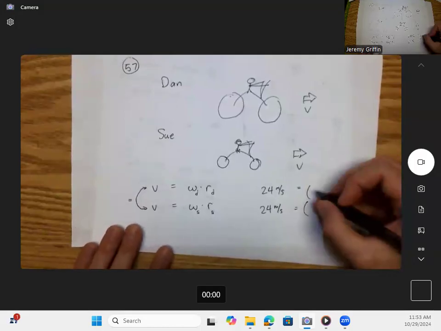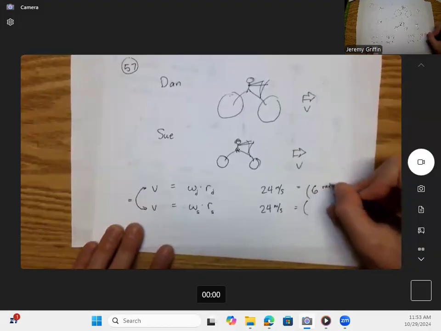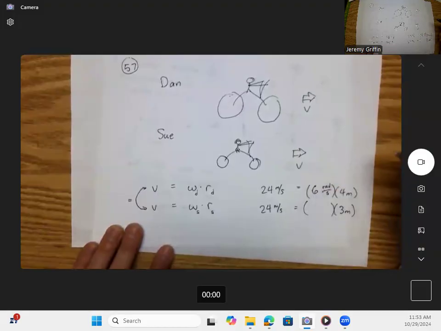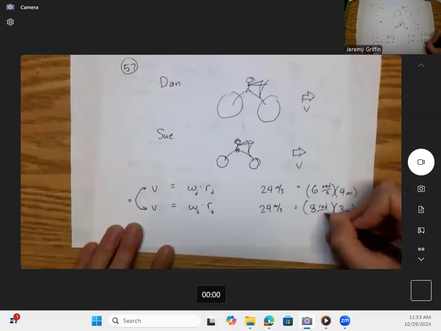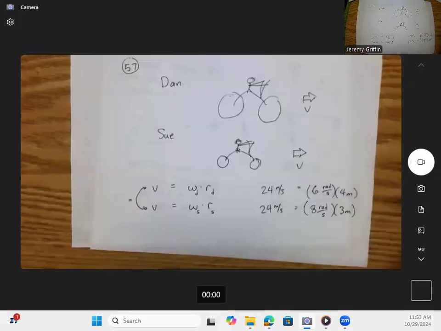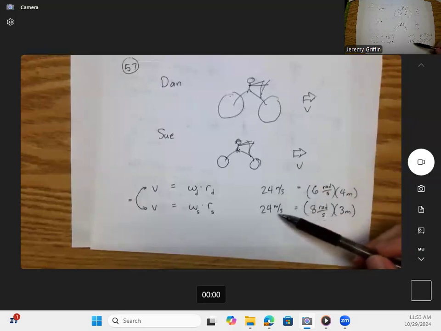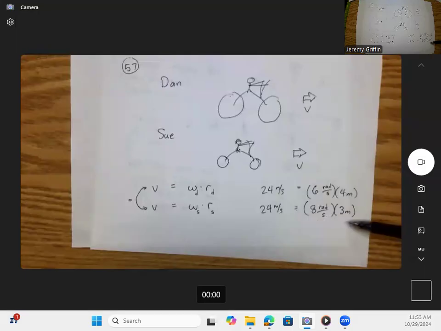Could it be 6 radians per second? And then how about Sue's tires? How fast are they rotating? 8 radians per second. 6 times 4 is 24. 8 times 3 is also 24. You see that? So they travel at the same speed, but they have different sized tires, therefore they have different angular velocities.